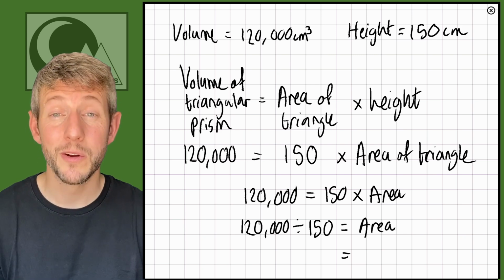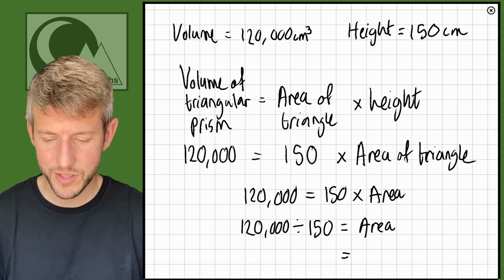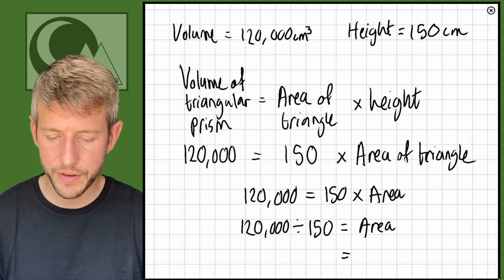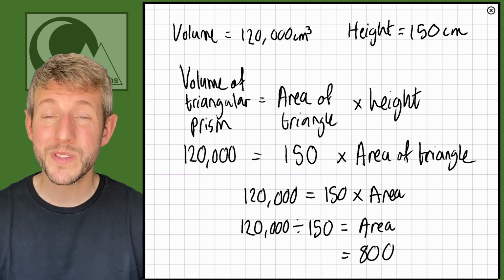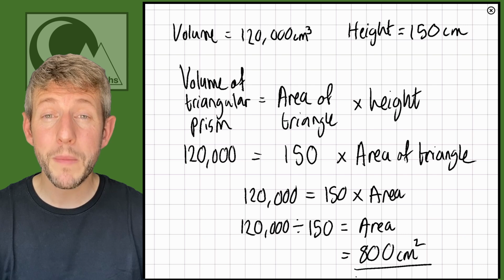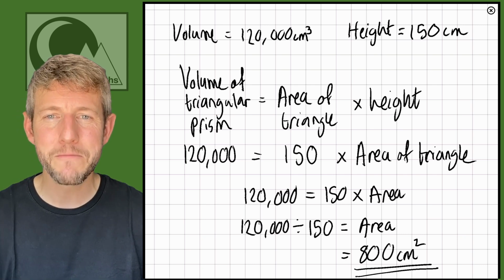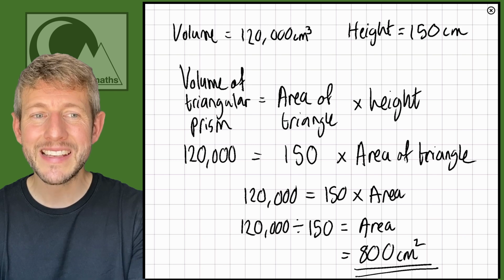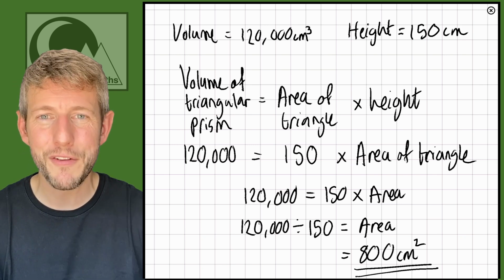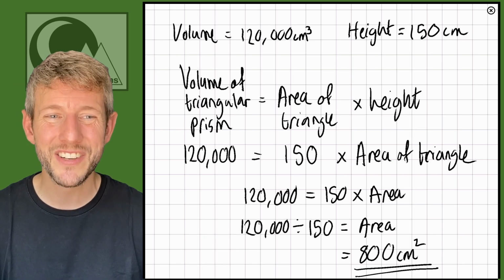Okay, so let's try that. 120,000 divided by 150, and that equals 800 centimetres squared. Now remember, it's squared because we found out the area. So there we go, that is the answer to that. Well done if you followed that. That was a long question.